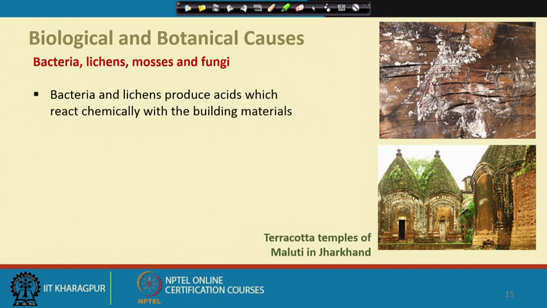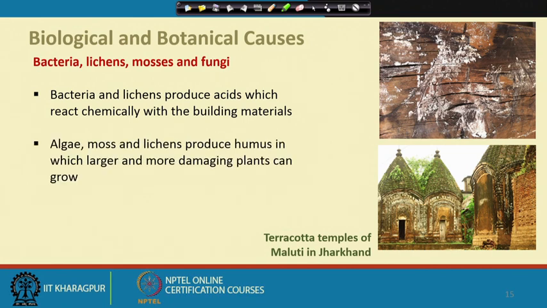So, I will just give a brief introduction to this category. The bacterial lichens produce acid, and this is quite dangerous, which reacts chemically with the building materials. And it is not only that it looks bad, but just to caution of cleaning it, it actually reacts chemically with the material component and the fabric, which is something quite alarming.